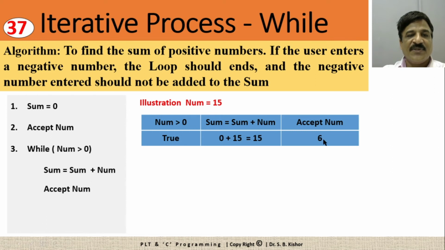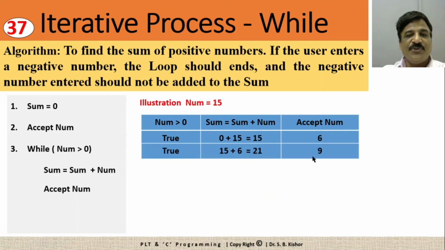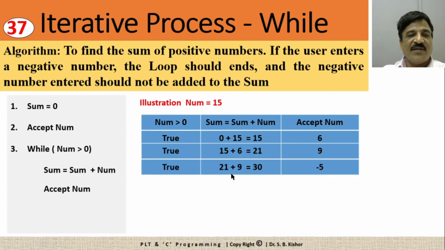Assume it's a 6. So 6 is greater than 0. Yes, the condition is true. So perform the previous sum plus 6. So it is what? 21. Again accept a new number. Assume it's a 9. Okay. Now whether 9 is greater than 0, again the condition is true. So previous sum plus 9, that is what? 30. Now assume you have accepted the number minus 5.